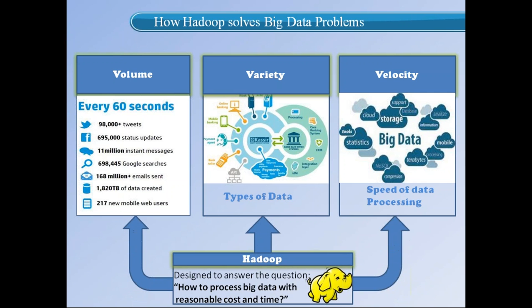So these three things are the problems of big data, and Hadoop is the solution. Hadoop came into the market to answer the question of how to process big data with reasonable cost and time. The meaning of reasonable cost is that Hadoop works on commodity hardware, meaning the hardware required to implement Hadoop is very cheap. You can deploy a Hadoop cluster with cheap hardware devices. It will not require supercomputers or hi-fi devices for Hadoop.